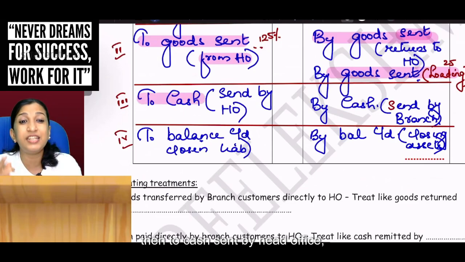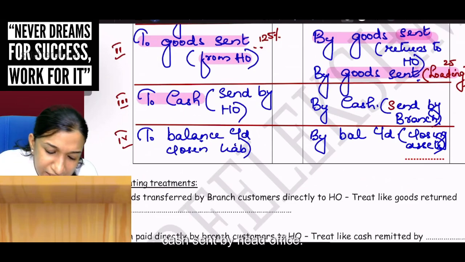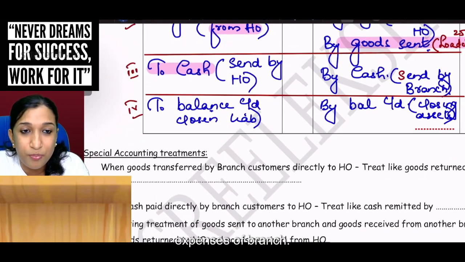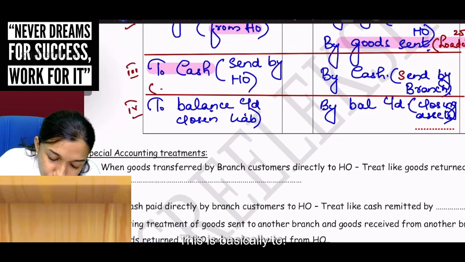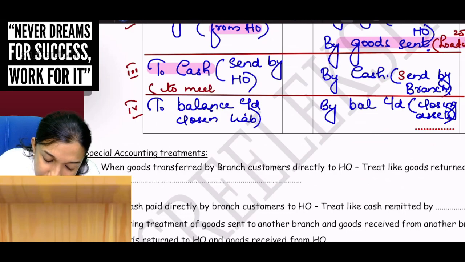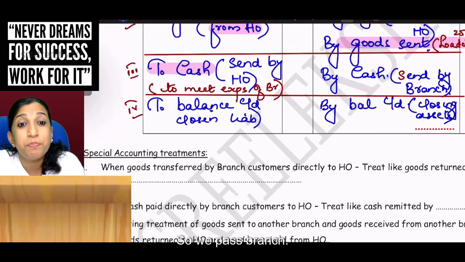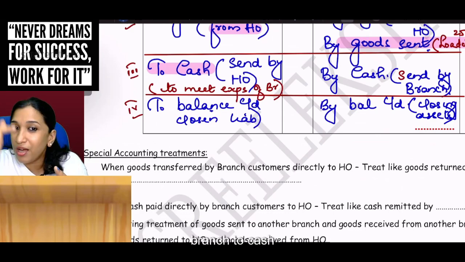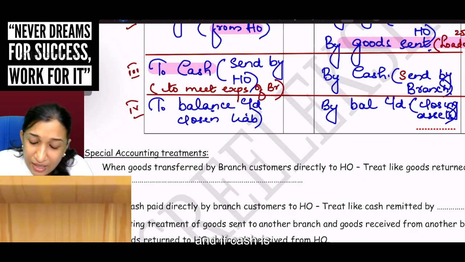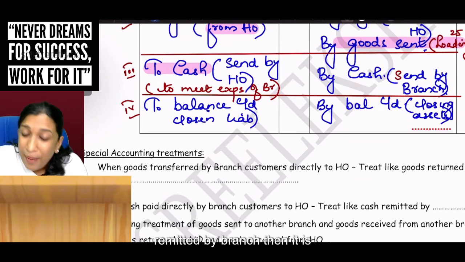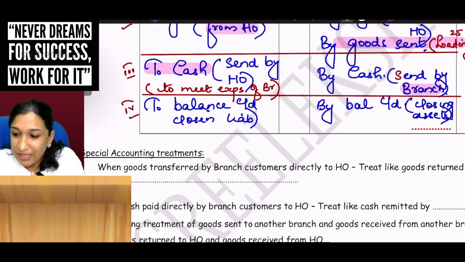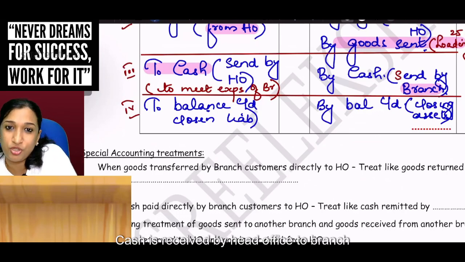Then to cash sent by head office. Why is cash sent by head office? To meet the expenses of branch. So head office will be passing the entry branch to cash. And if cash is remitted by branch, then it is cash to branch. Cash returned is received by head office from branch.